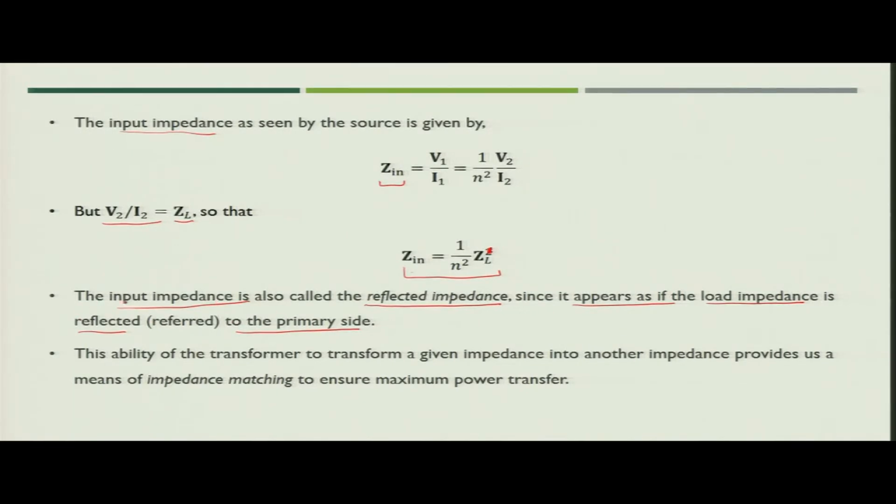Sometimes you will see in the literature it written as the load impedance reflected to the primary side, and somewhere you will see that it is written as load impedance referred to the primary side. Both are correct. In that case, you take the load impedance and convert it as if it is connected to the primary side. This ability of the transformer to transform a given impedance into another impedance provides a means of impedance matching, which will ensure the maximum power transfer.